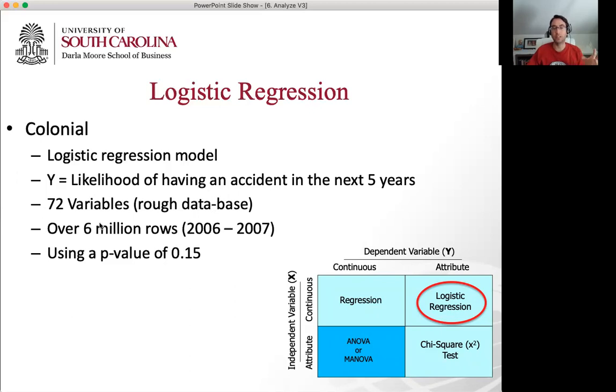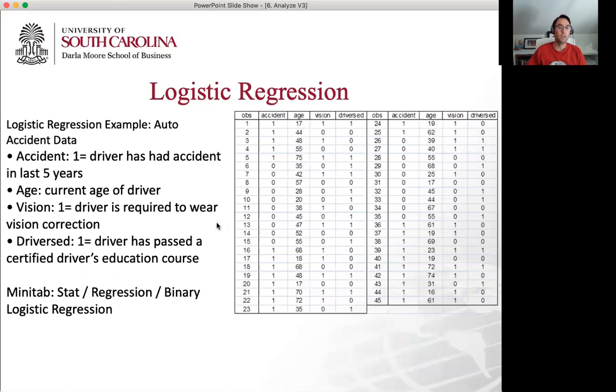They looked at 72 variables and over 6 million rows, right? So individual observations from the years 2006 to 2007, and they are using a p-value of 50%. So this is the logistic table, how the data look. So for every observation, you have your y variable, which is accident. 1, you had an accident. 0, you didn't have an accident.